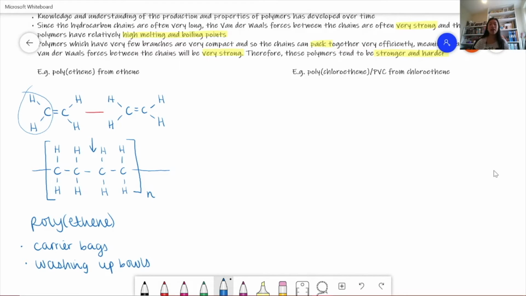And now we're going to look at polychloroethene or PVC from chloroethene. So what we have is we have chloroethene. So I'm going to draw out 2 chloroethenes.